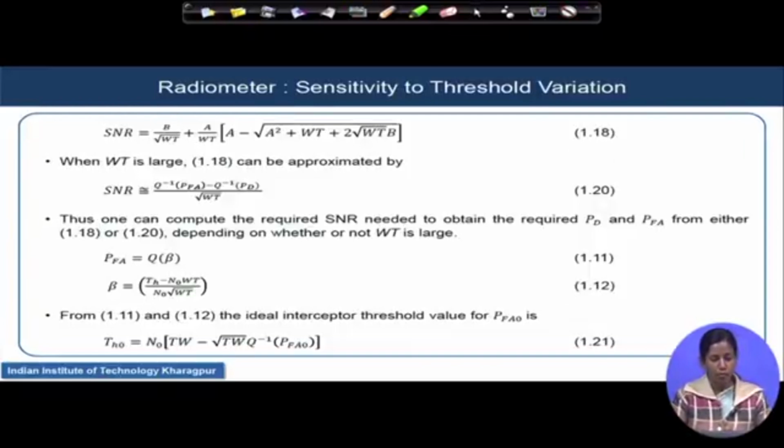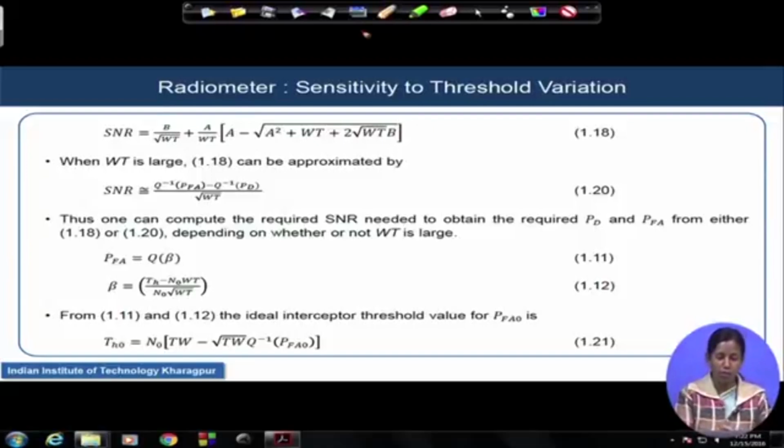Now we will see how SNR varies over the different components involved in this expression. One important part in equation 1.18 is the quantity W times T, which is the gain bandwidth product. When W times T is very large, the SNR equation can be approximated by equation 1.20. Here it is the difference between the inverse Q function of the false alarm probability and the inverse Q function of the detection probability, divided by the square root of this gain bandwidth product.